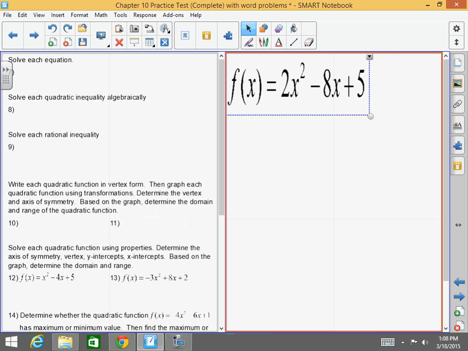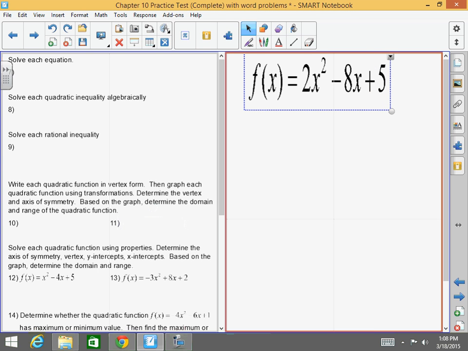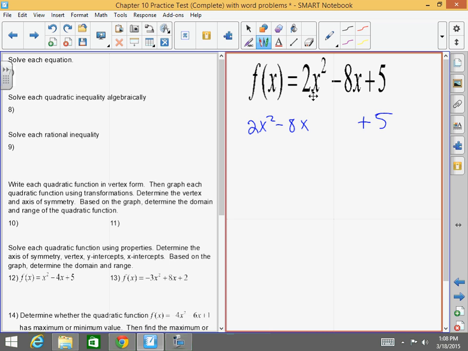Okay. First thing I want to do is isolate. So I'm going to get 2x squared minus 8x. I'm going to leave a space and put this plus 5 over here. I have to factor out any a that is not 1. This is my a. So I'm going to factor out a 2, giving me x squared minus 4x plus b over 2 squared. This is my b. So b over 2 would be negative 2 squared plus the 5.